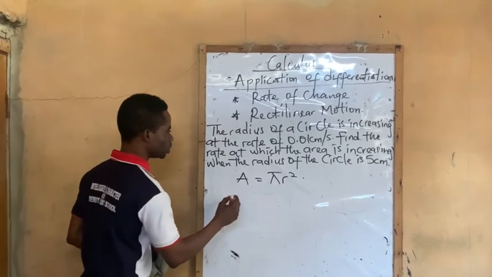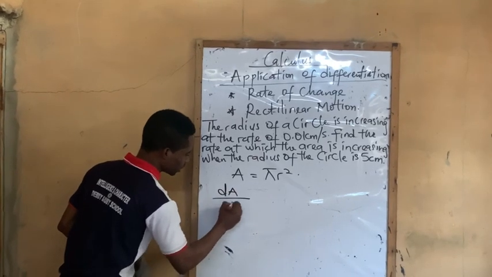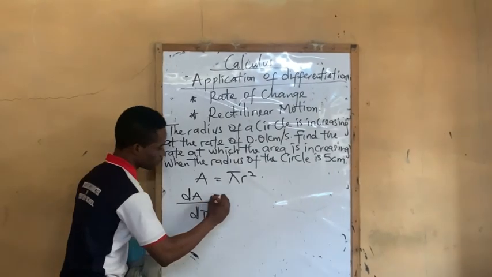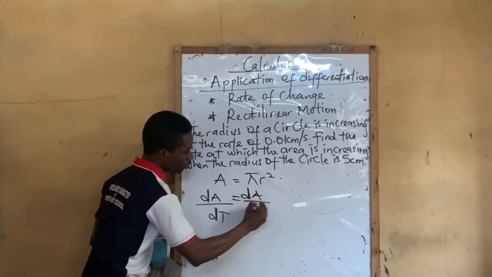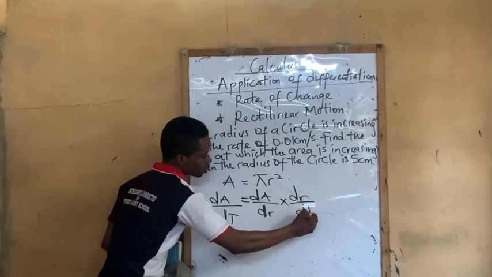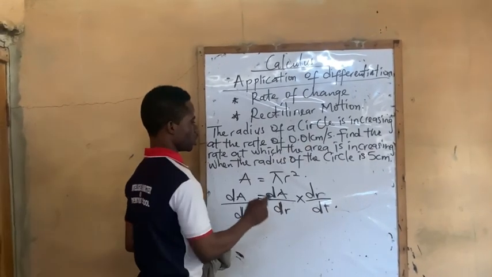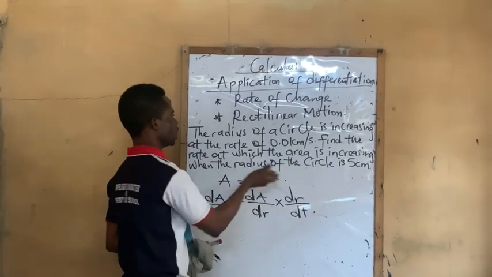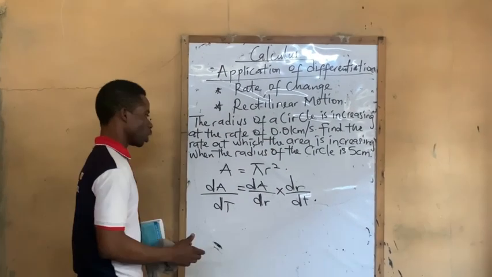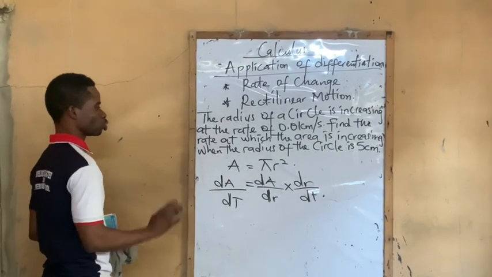So that means everything we are going to deal with is dA over dt. And what will be the formula for dA over dt? That will be dA over dr multiplied by dr over dt. How will I know that there is r? Because they talk about the radius, and this radius is talking about the centimeter per second. So it's time. This is what we are working towards.